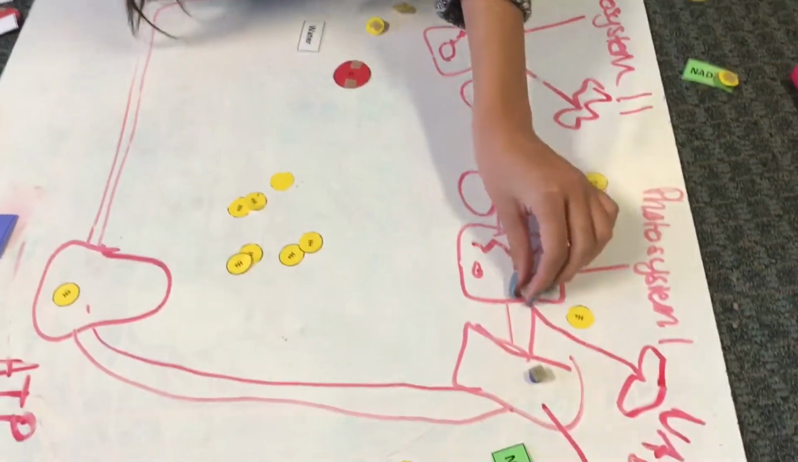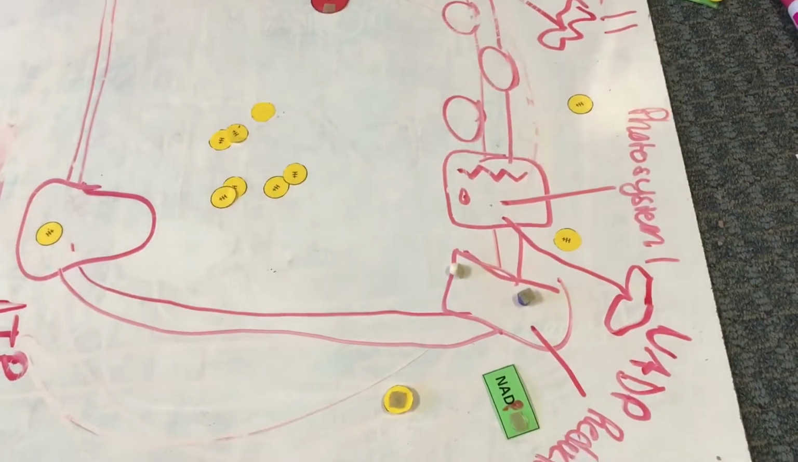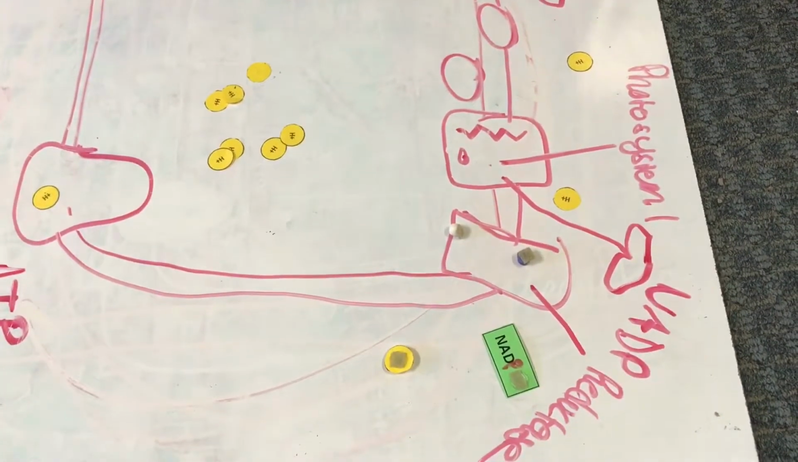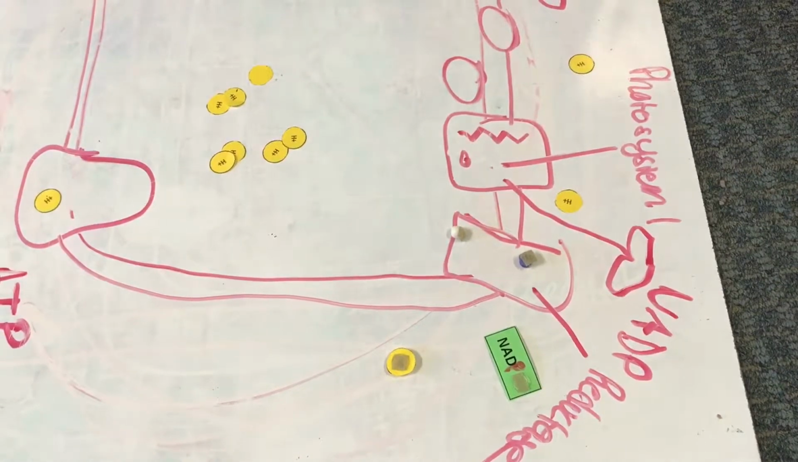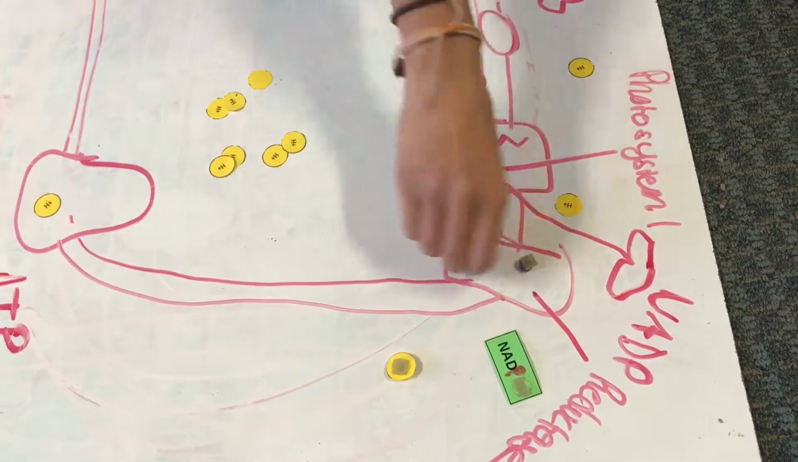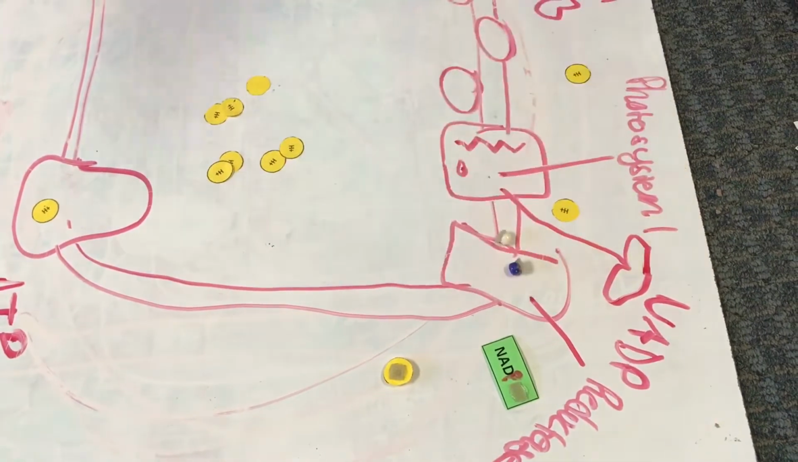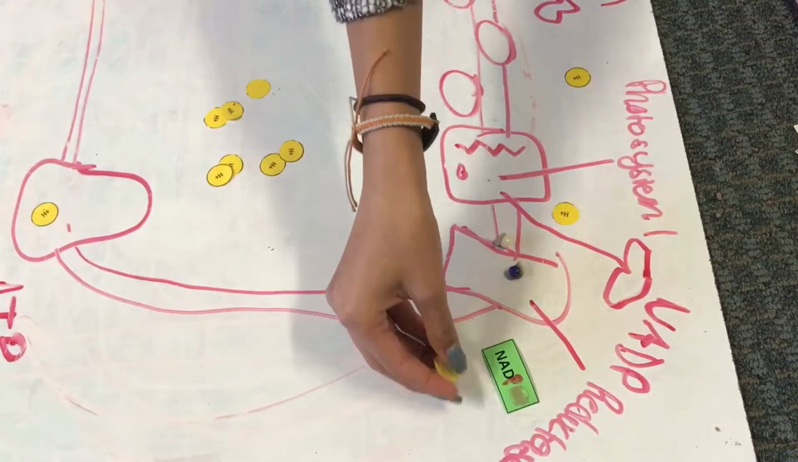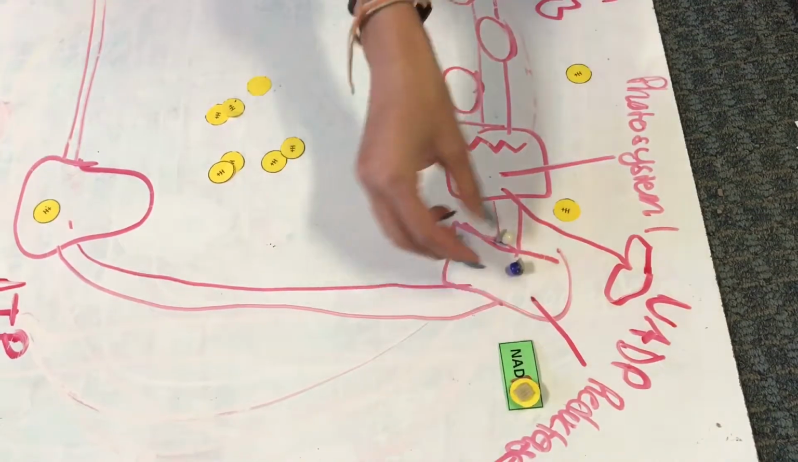they go to NADP reductase, and here is where we make NADPH. So what happens is the NADP is waiting, the energy from the electrons is transferred over to NADP in order to attach the hydrogen onto it to make NADPH.